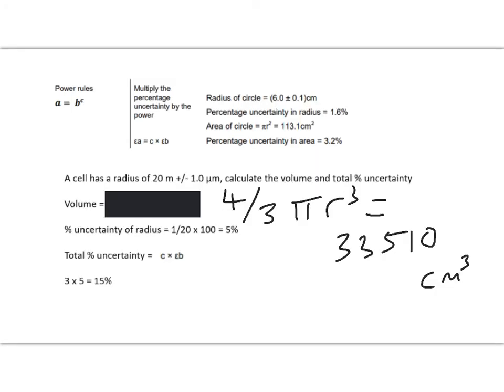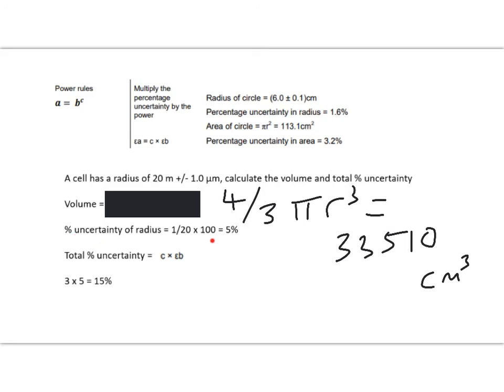This is the fourth and final example of percentage uncertainties and how to combine them in calculations. In this one we've got the power rule. To work out the percentage uncertainty of this, you do the power times the percentage uncertainty of that measurement. A common way they might approach this is assuming a cell is a sphere, and then working out the volume and the percentage uncertainty of that volume. In this example we've got a cell with a radius of 20, that should be micrometers, so 20 plus or minus 1 micrometer. The volume of a sphere is 4 over 3 pi r cubed, which gives us 33,510 cubed.